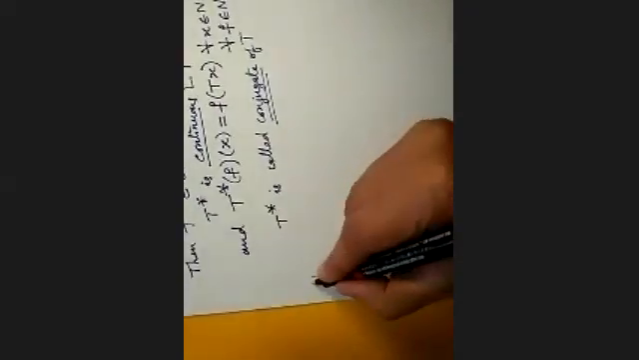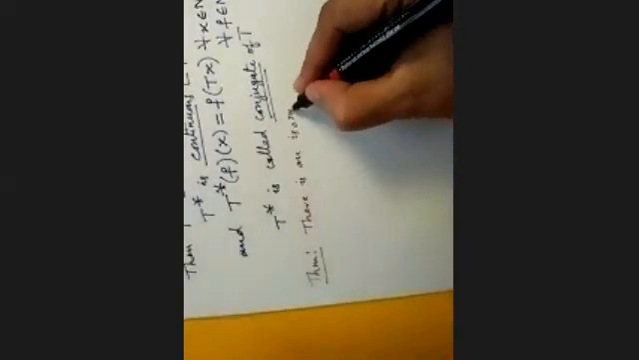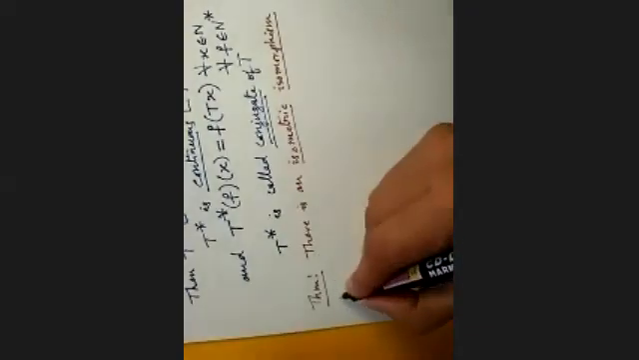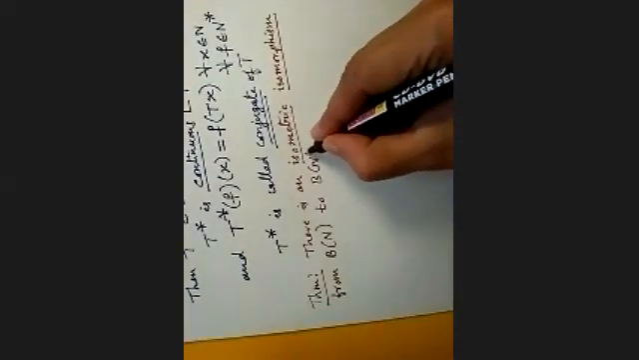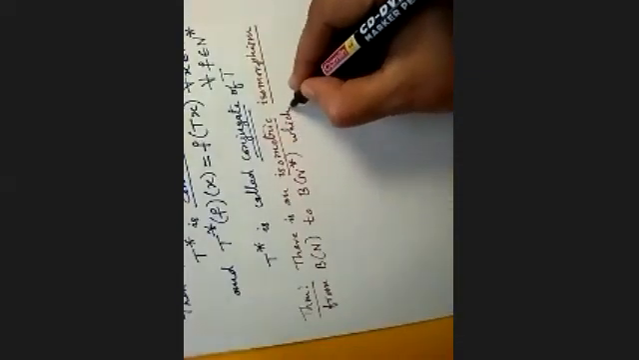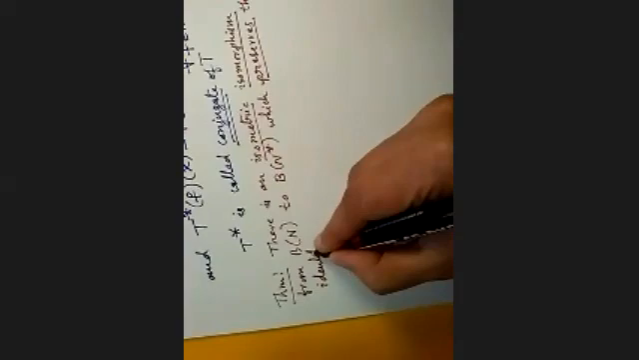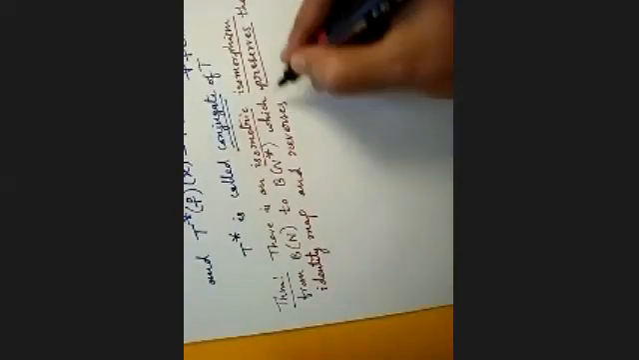Now, let us go to a theorem. Theorem: there is an isometric isomorphism from B of N to B of N star, which preserves the identity map and reverses the product.